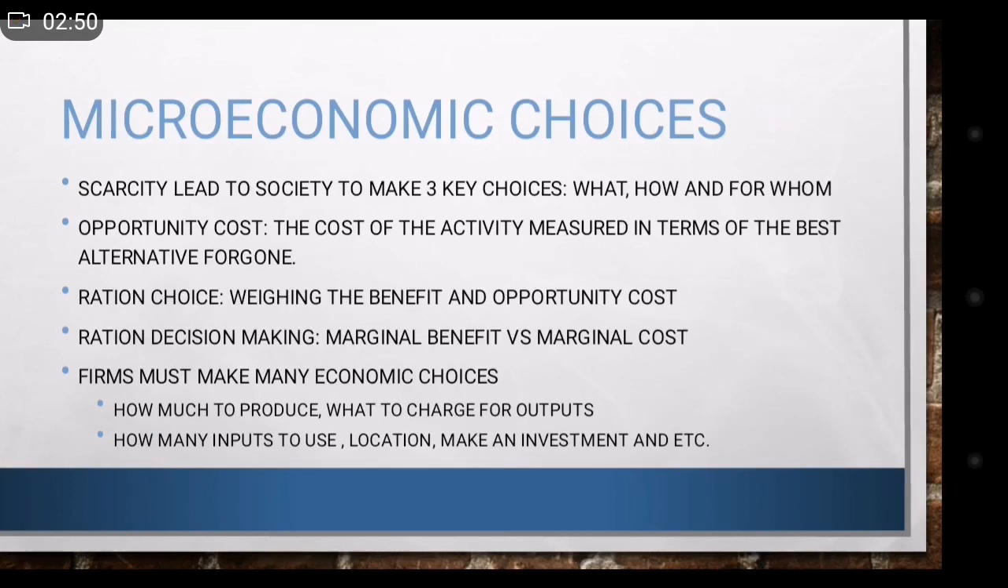So because there is scarcity, people or society need to make choices, and these choices fall on what resources to make, how to make them, and whom we are making them for. So people have to choose, and to choose you need to understand what an opportunity cost is. An opportunity cost is an activity measured in terms of the best alternative forgone.